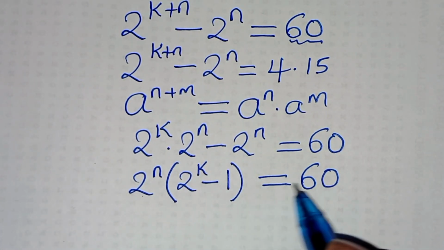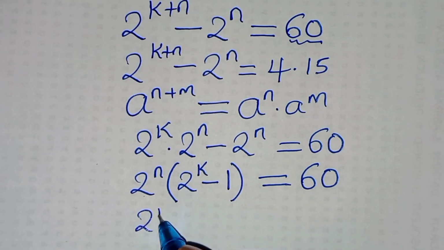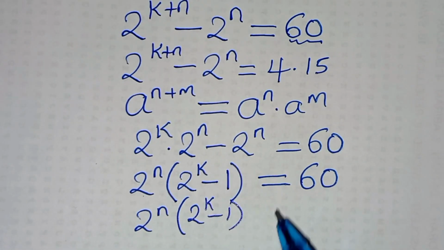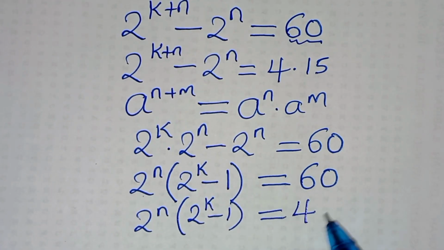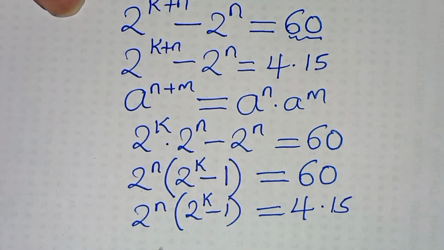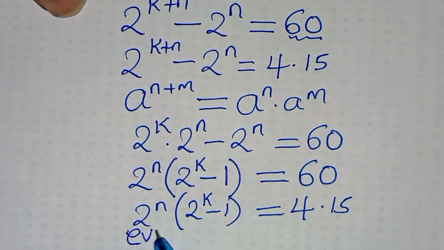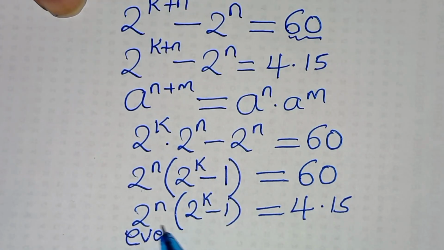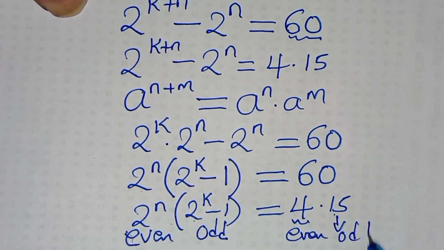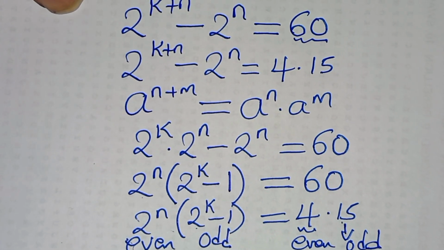The next step here is that we have 2 to power n, into the parentheses, 2 to power k, subtract 1. This is equal to 4 times 15, which is the same thing as 60. Now, if you check this part, this 2 to power n is even, and we have that 2 to power k minus 1 is odd. Here we have also 4 is even, and we have that 15 is odd. Okay, so let's proceed from here.